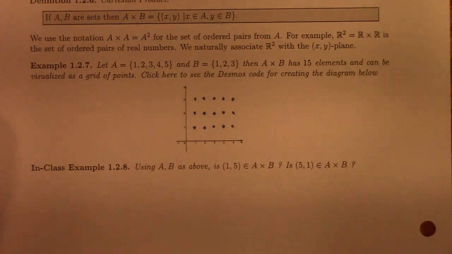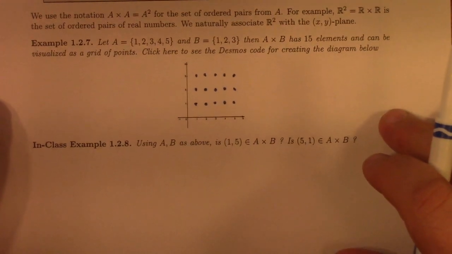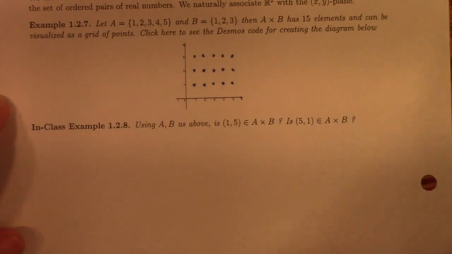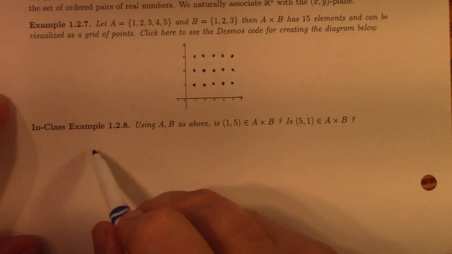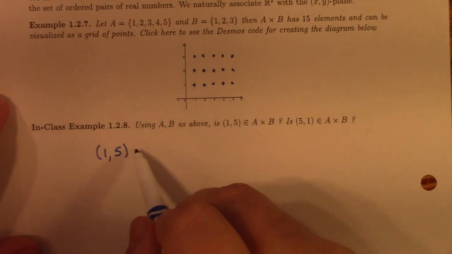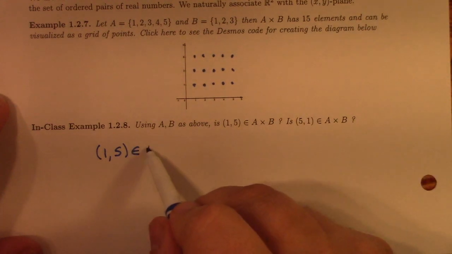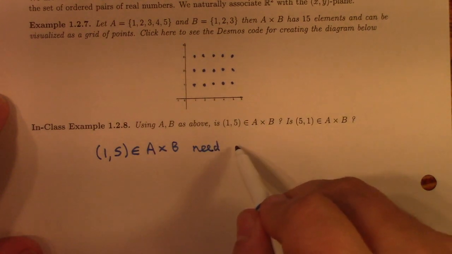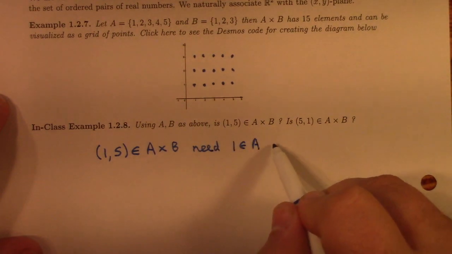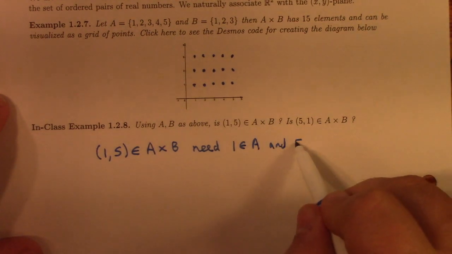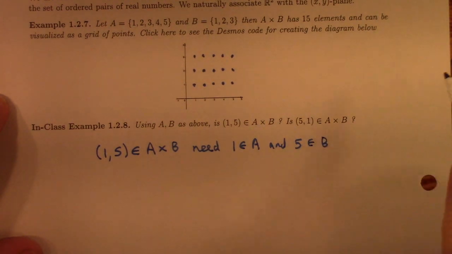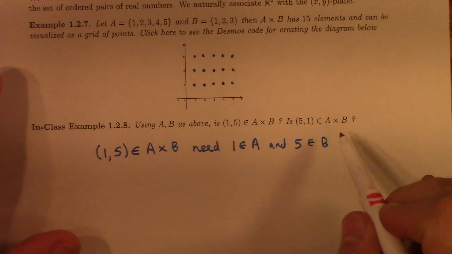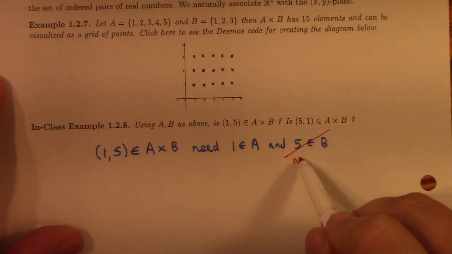All right, so the next example here is the question: is 1 comma 5 in A cross B? What about 5 comma 1? Let's think through that. 1 comma 5, is it in A cross B? What would that mean? We need 1 to be an element of A, and we also need 5 to be an element of B, right? But one of those things is not true, right? That's not true.